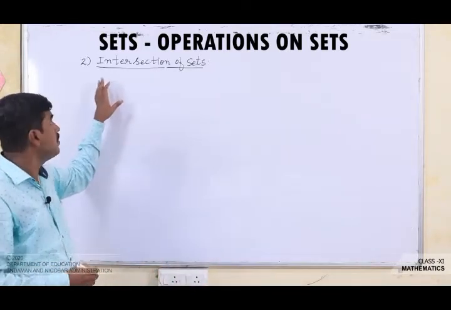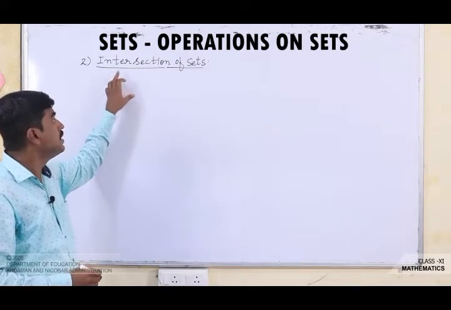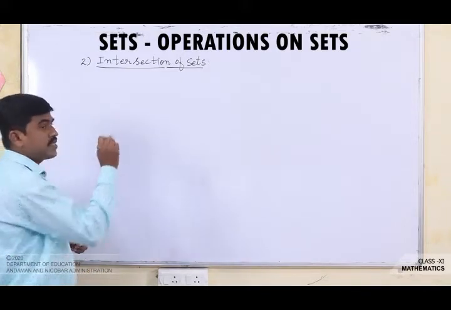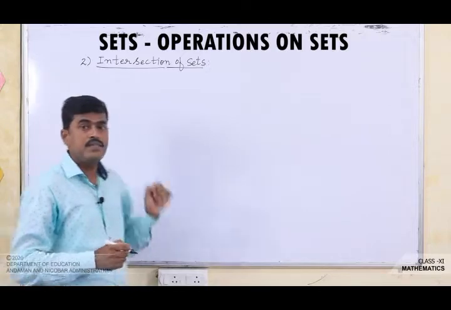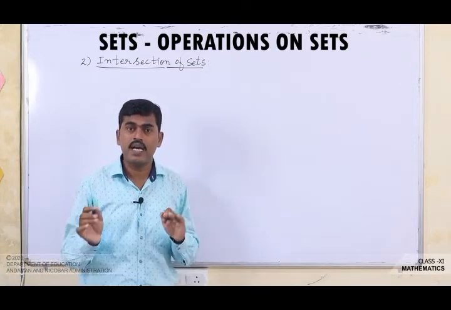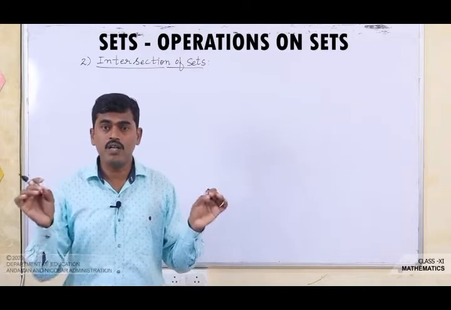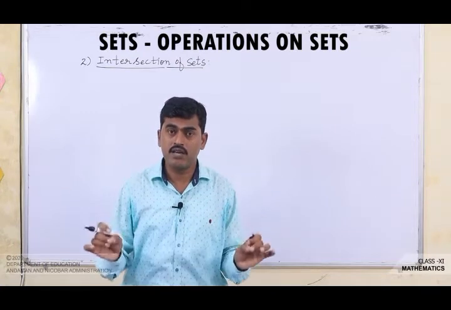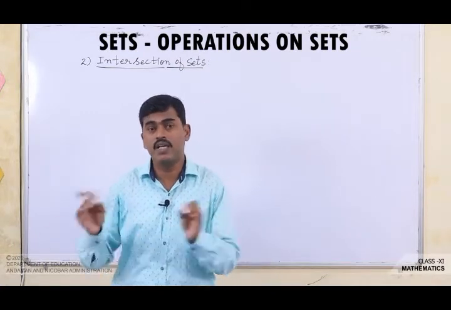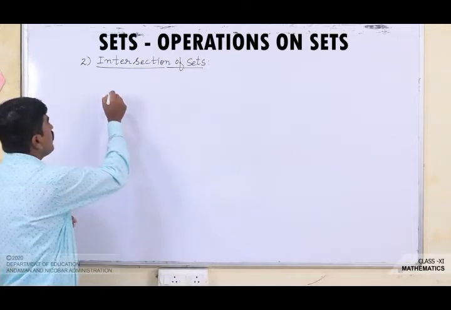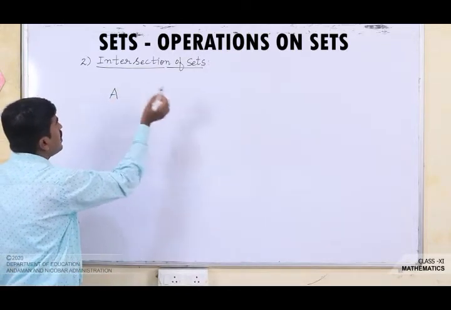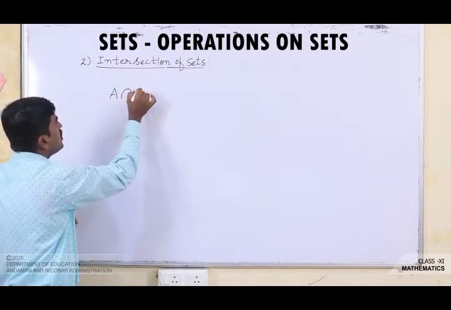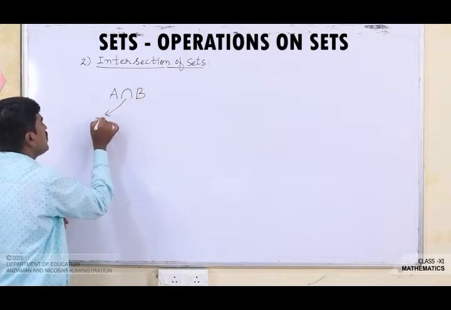Now let's move on to the next operation of sets, that is the intersection of sets. So let's see what is the meaning of intersection of sets. Suppose there are two sets A and B, then the intersection of the sets A and B is the set of all those elements which are common to both A and B. That means the set of all those elements which are in both A and B. If A and B are two sets, then the intersection of A and B is denoted by A intersection B. This symbol denotes intersection.